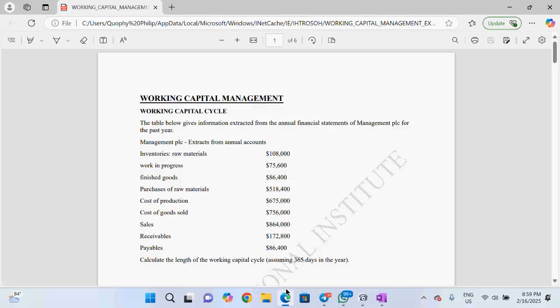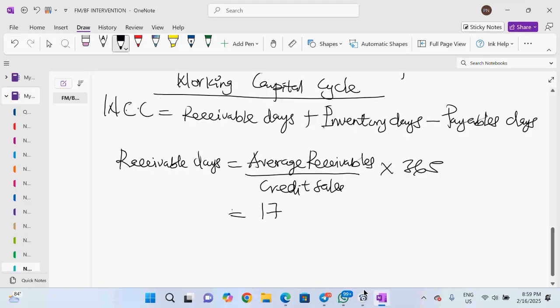Where is our receivables? So the average receivables is 172,800. Average means you are adding two things. Here you only have one information, so we pick this as an average. So that is 172,800 all over the credit sales.